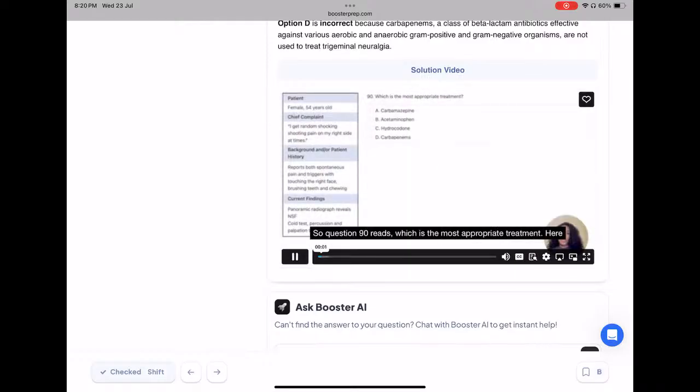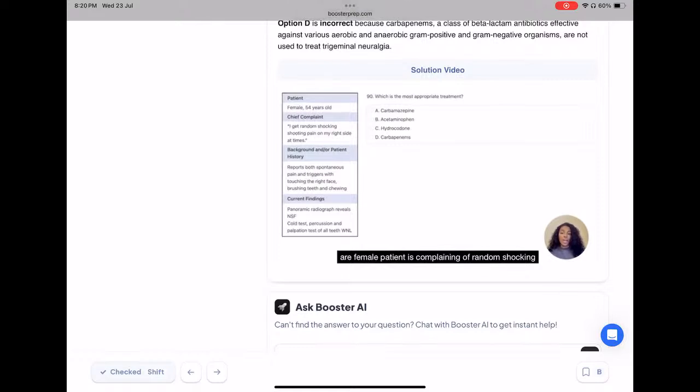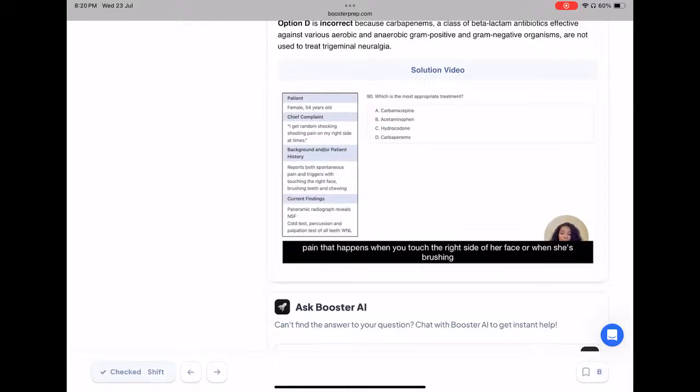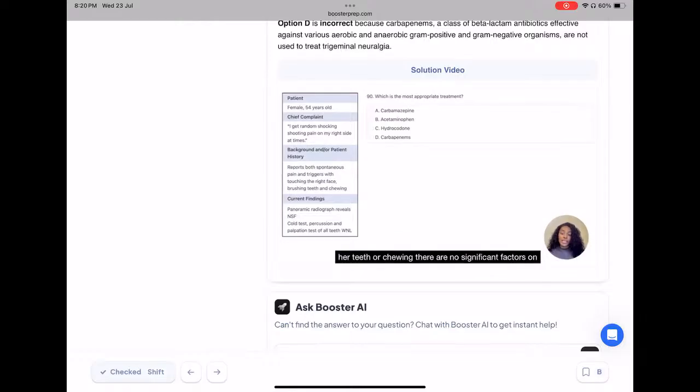So question 90 reads, which is the most appropriate treatment? Here our female patient is complaining of random shocking shooting pain on her right side at times. She has pain that happens when you touch the right side of her face or when she's brushing her teeth or chewing. There are no significant factors on her x-ray and all of her teeth are within normal limits. So this could only lead us to trigeminal neuralgia.